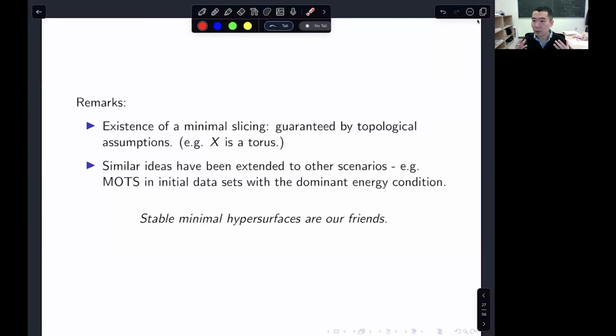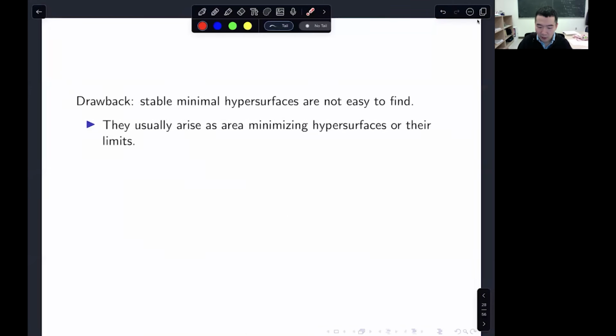Okay, so to summarize what we have discussed so far, it's fair to say that stable minimal surfaces are our friends in positive scalar curvature. In a lot of cases, we can find one. What have we done, essentially? Now, the drawback is that stable minimal surfaces are not easy to find.